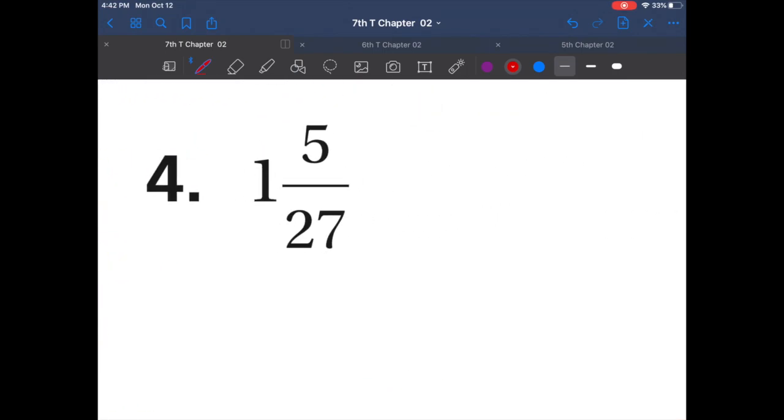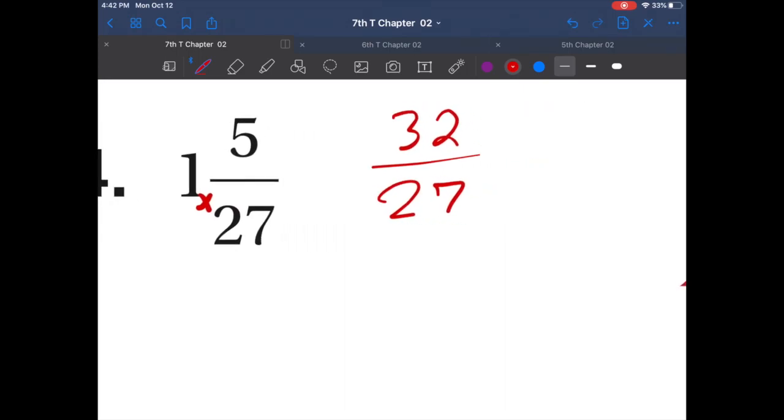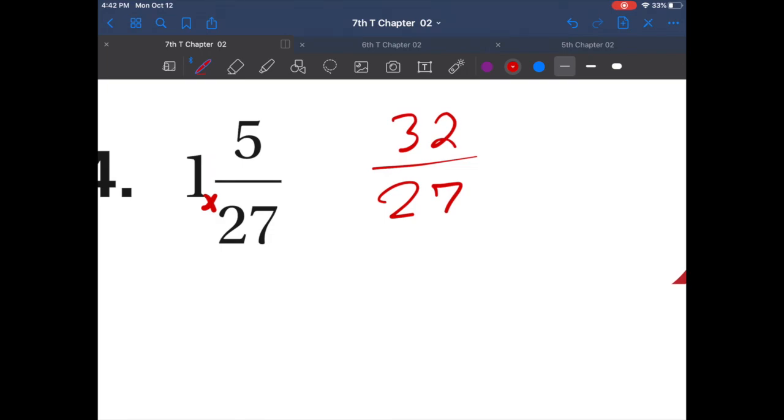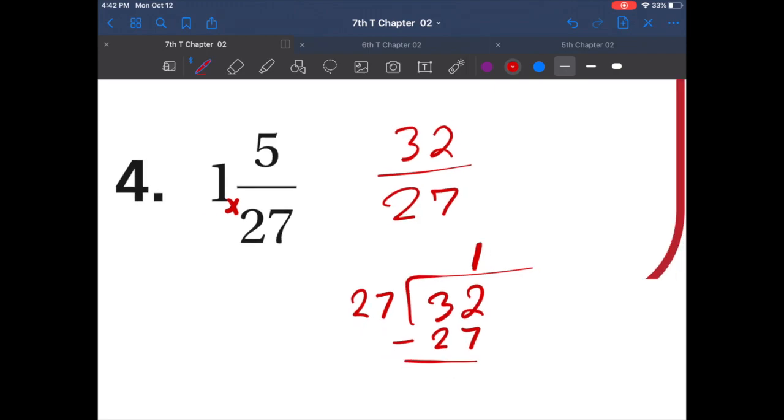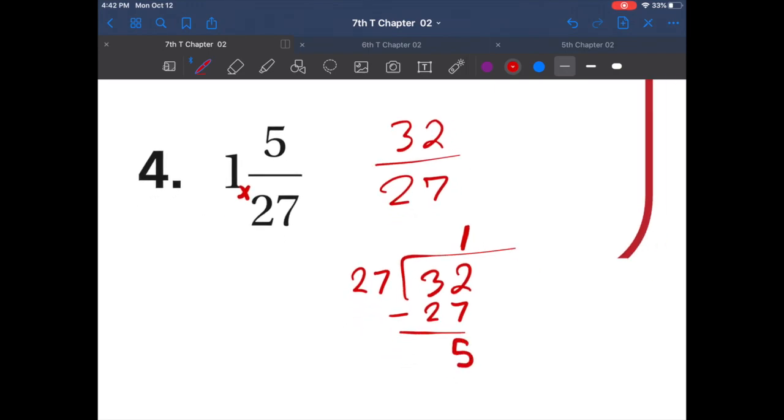All right, let's do the last one. Again, the first step is to turn this into an improper fraction. 27 times 1 is 27, plus 5 is 32. 32 over 27. So now let's just divide this. 32 divided by 27. Can 27 go into 32? Yes, it can. 1 time. 1 times 27 is 27. Subtract that. What do you get? You get 5. Can 27 go into 5? No, it can't. Add a decimal. Bring down the 0. Can 27 go into 50?